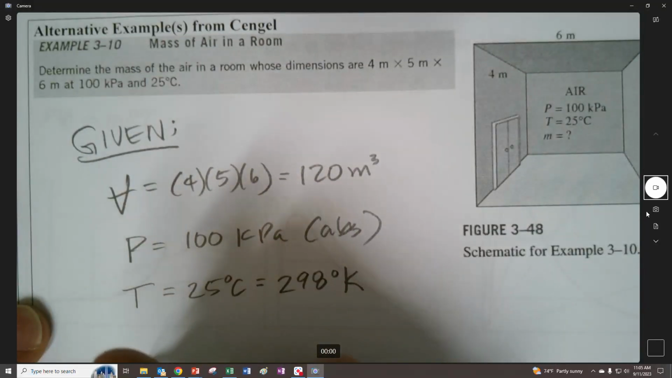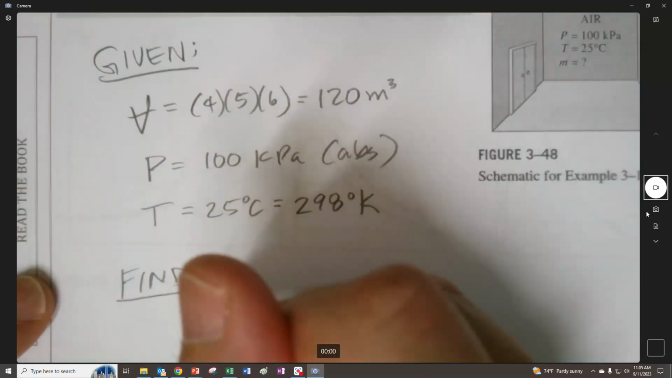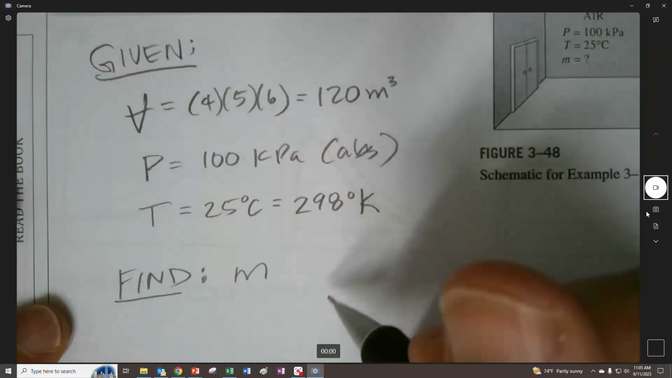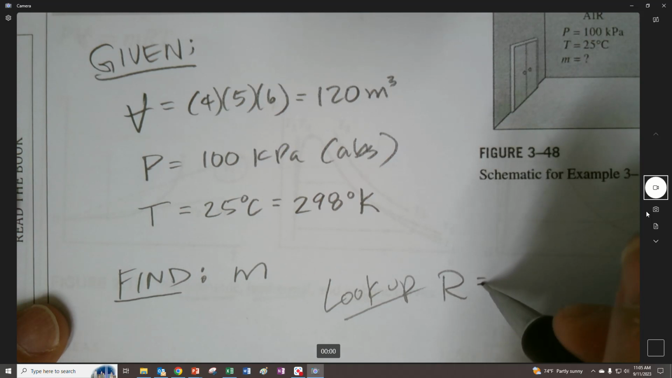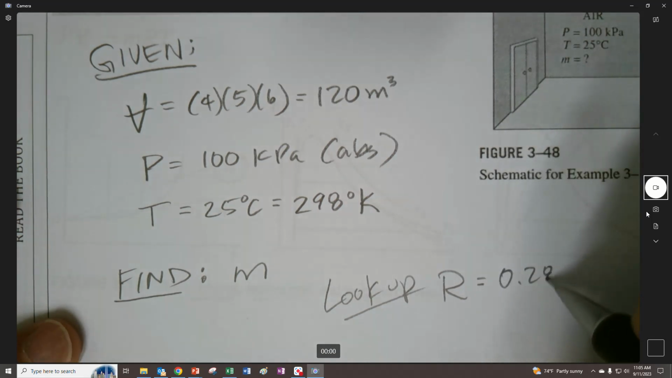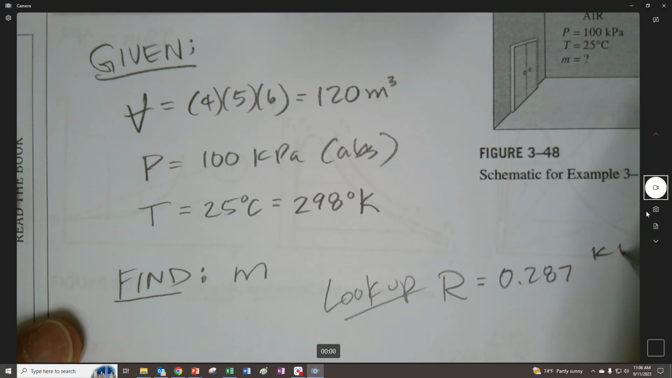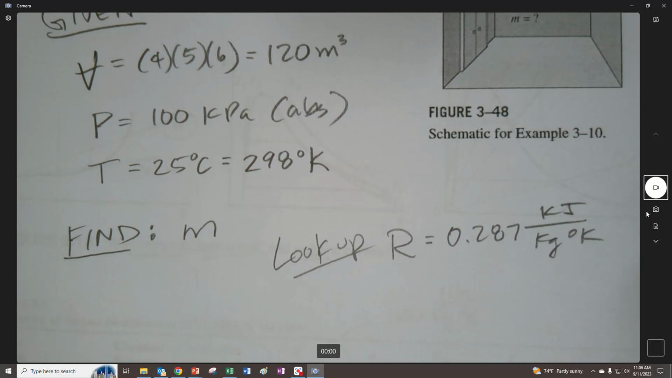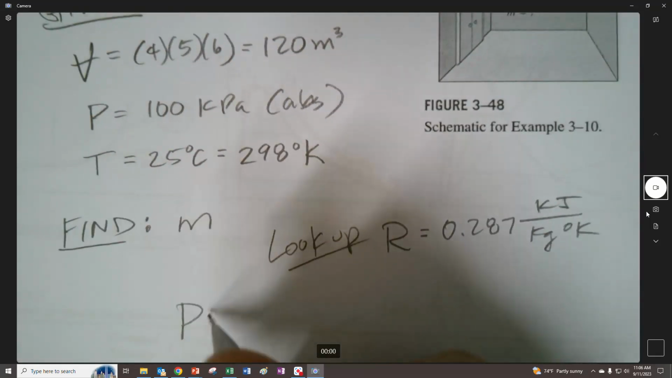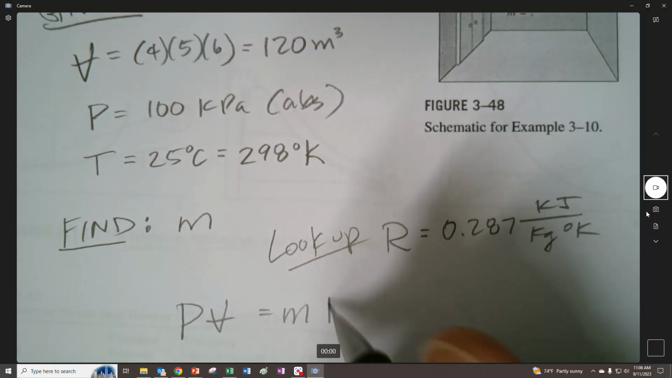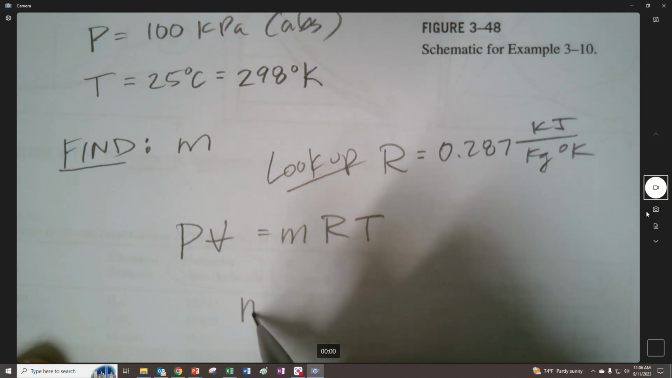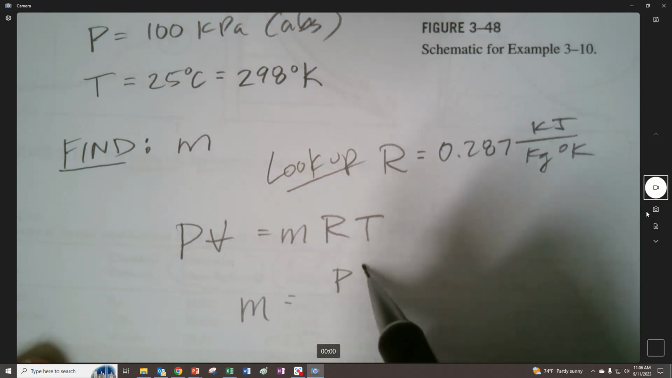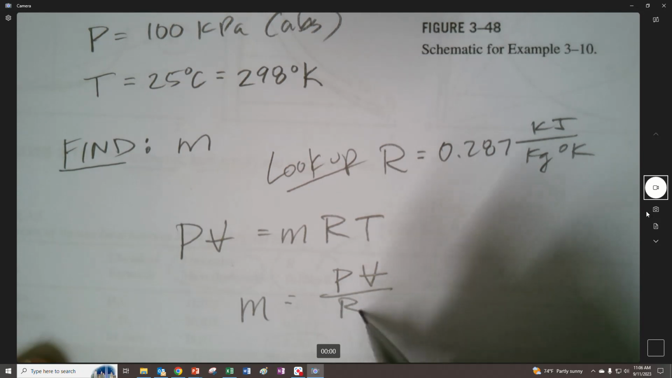And we want to find the mass. So we look up R is equal to 0.287 kilojoules per kilogram degree Kelvin. And then we apply PV equals MRT. And so we can find M by taking P and V and dividing it by R and T.